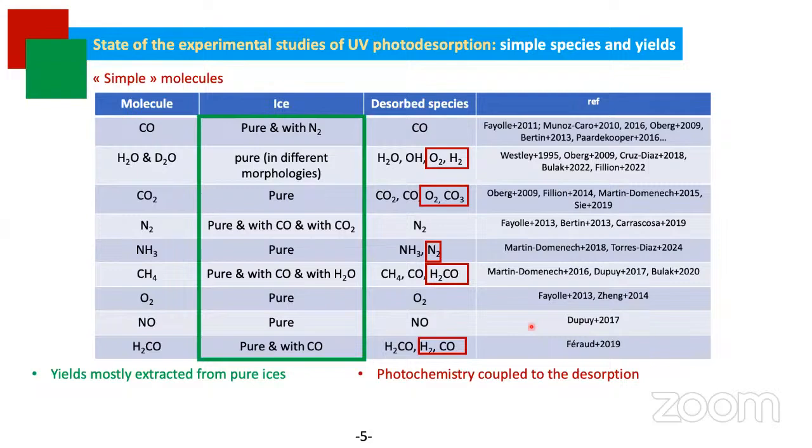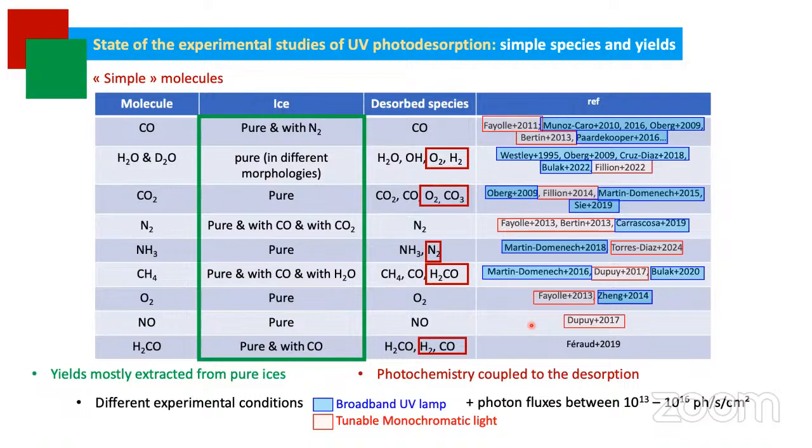Third thing that we can say, there were many studies on these molecules, but in fact, they were made with very different experimental conditions. Here, for instance, in blue, these are all the studies which were made with a broadband lamp. In red, these are studies which were made with synchrotron light, so monochromatic light. Also, in all these studies, the photon flux varies quite a lot over several orders of magnitude. And as Antoine discussed a bit earlier this morning, this can actually change things in terms of absolute yields.